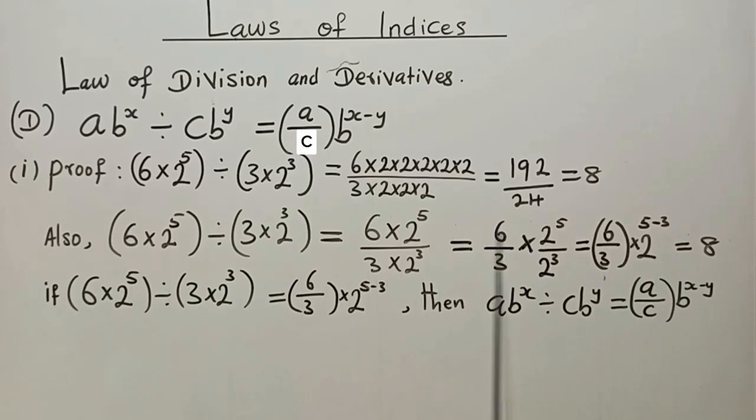That will be 2 to the power 5 divided by 2 to the power 3. That will give us 2 to the power 5 minus 3. Please, 5 minus 3 will give us 2. That means that what we have here is 2 to the power 2. When 3 divides this 6, the answer is 2.